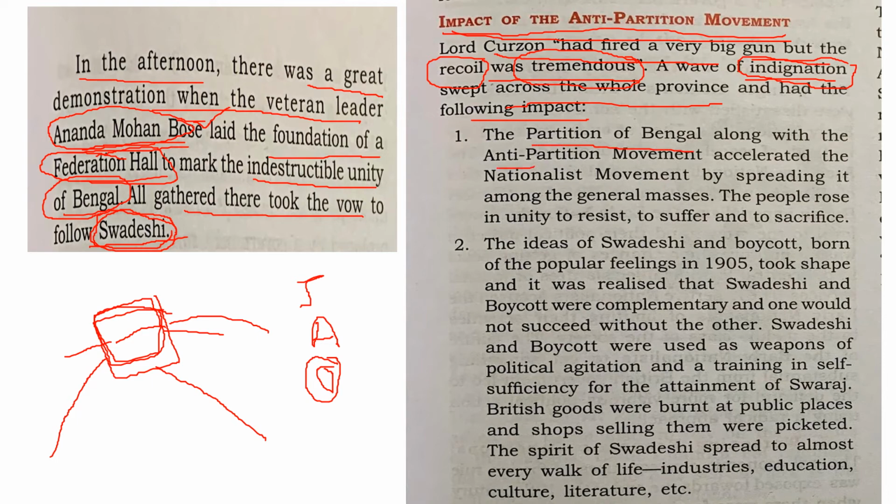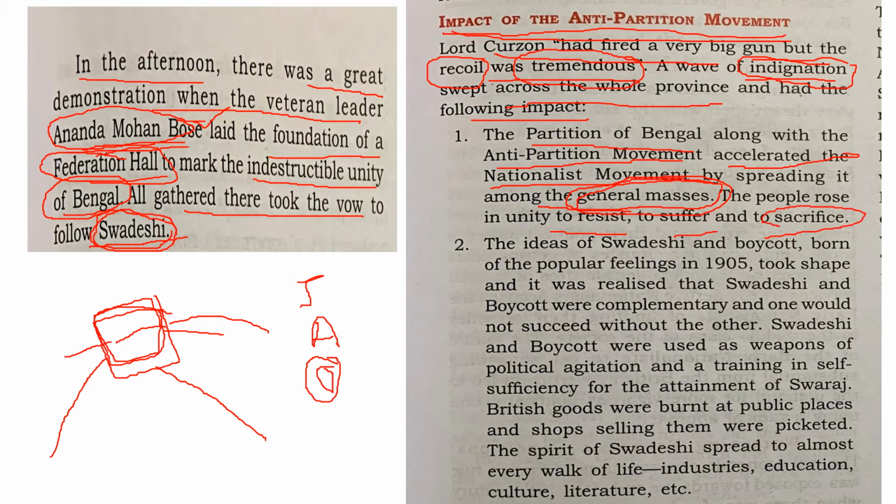Partition of Bengal, along with the anti-partition movement, accelerated the national movement. That means it sped up the nationalistic movement. Instead of making it slower, it made it very fast and very effective. And the main thing that happened was that the movement led even the masses to get involved in the national movement. In the previous chapter we studied that the early nationalists failed in bringing in the masses, right? Now the general masses started coming into nationalism.